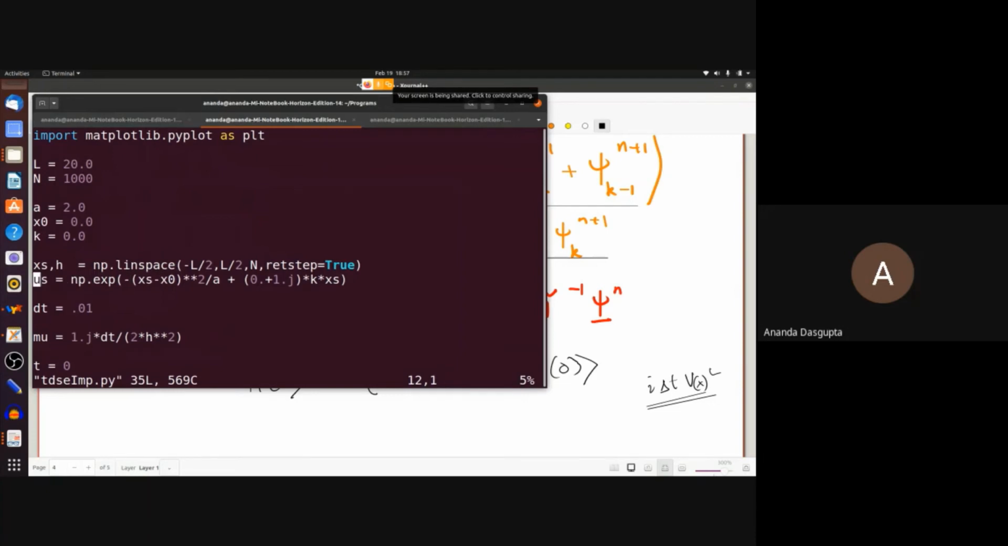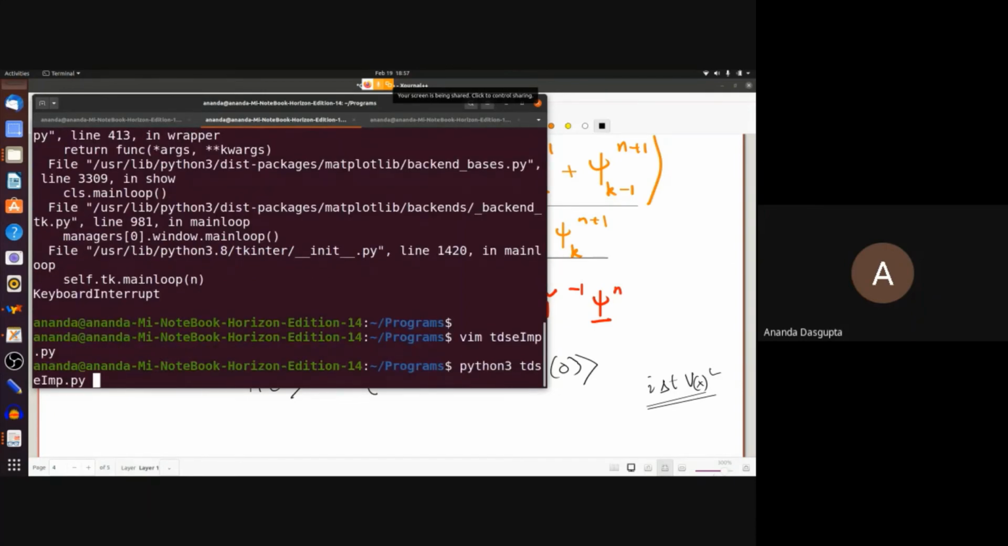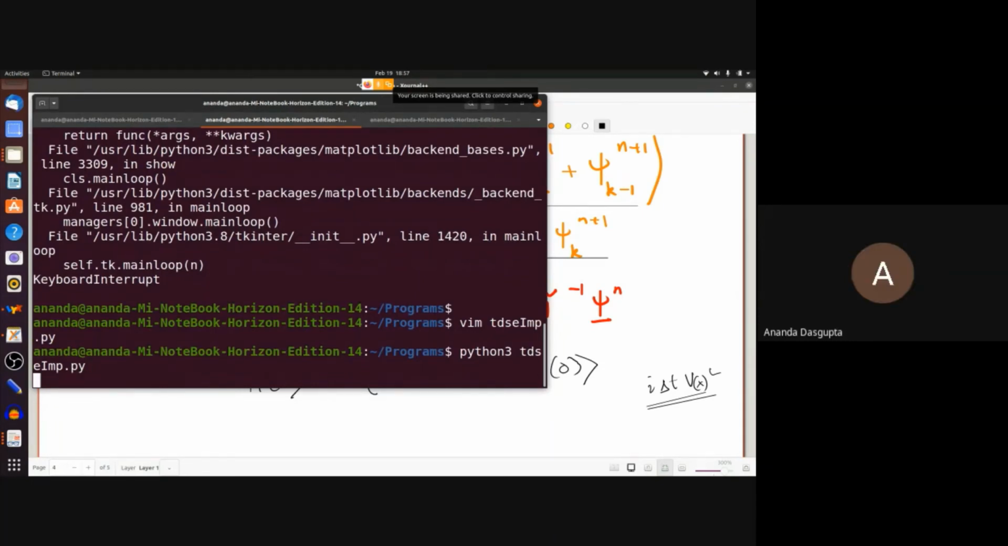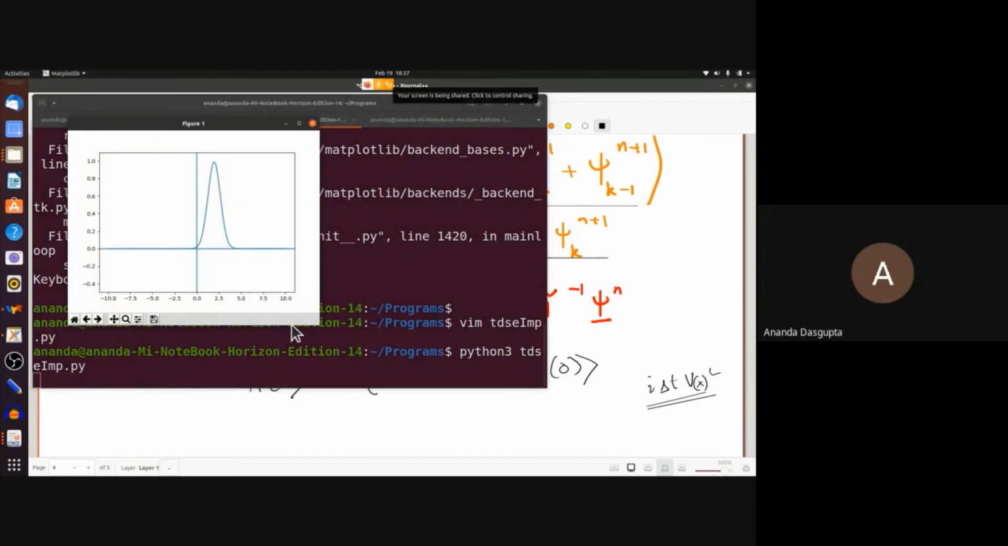Of course, that's not very interesting. So let's try to see what happens if we were to displace it a bit. So this is a displaced Gaussian, and it evolves in time. What should it do?